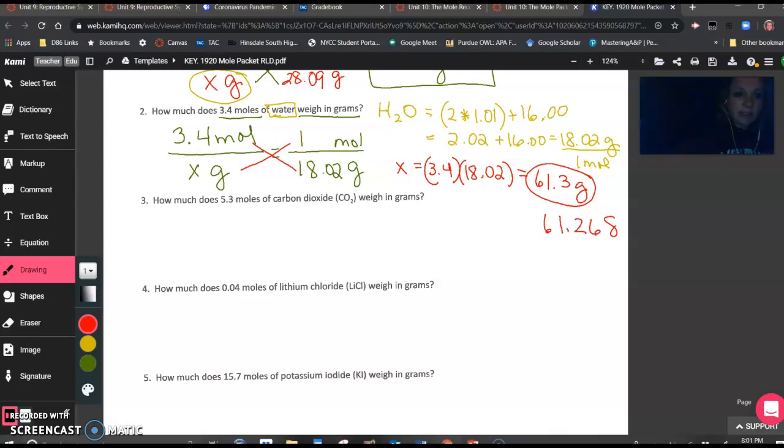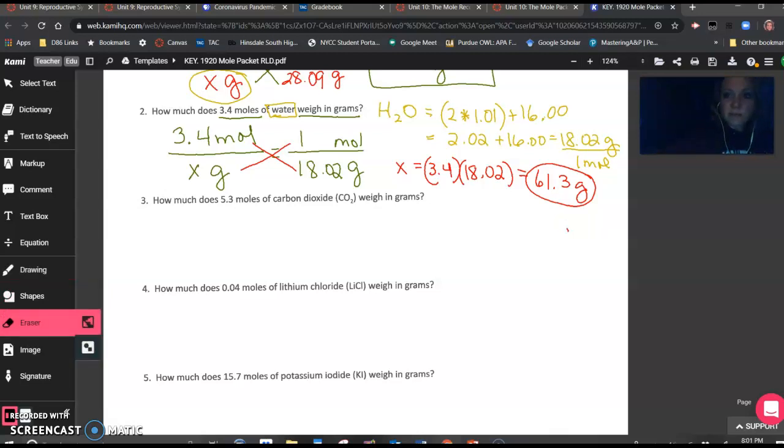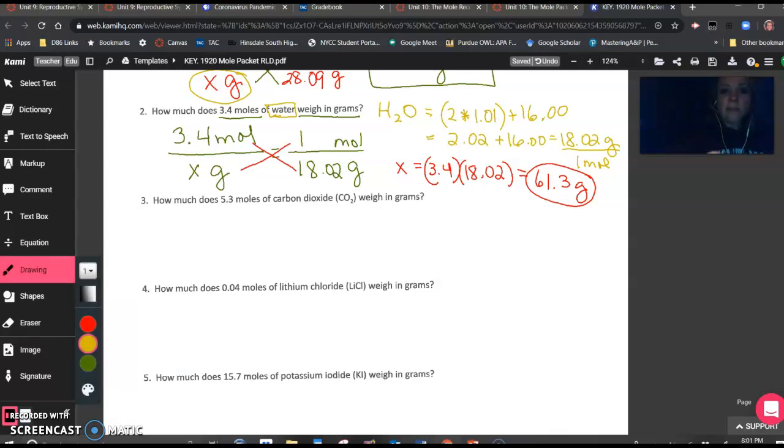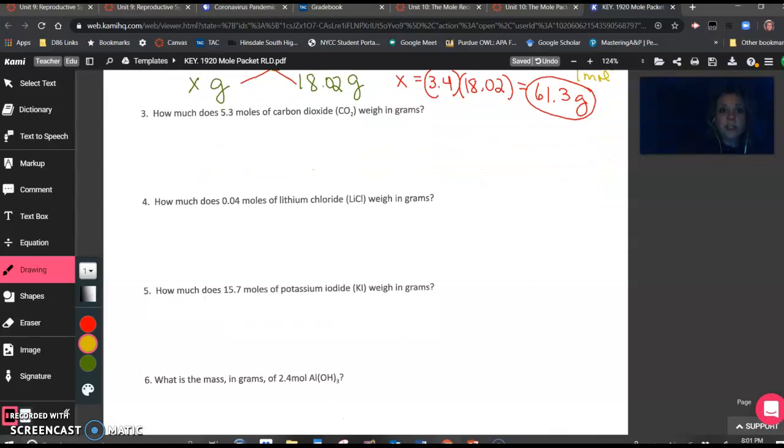Okay, so that's how we do our second problem. All right, let's do one more example where I've given you moles and I'm changing it to grams. So in problem number 3, how much does 0.3 moles of carbon dioxide weigh in grams? Well, once again, I'm given moles, so I'm going to write that down first. I get 5.3 moles. And I want to know how many grams that is. How much does 5.3 moles of carbon dioxide weigh?